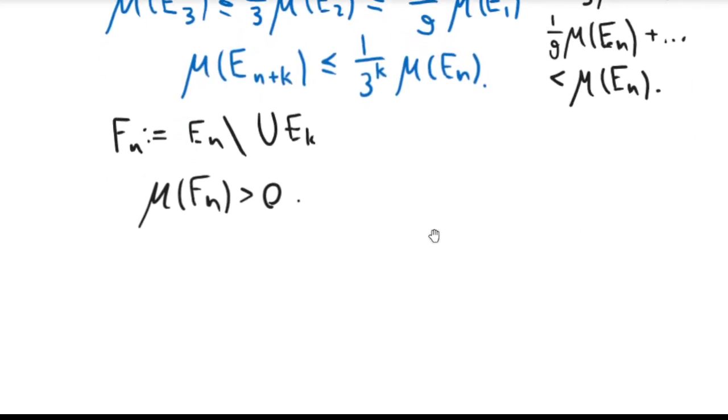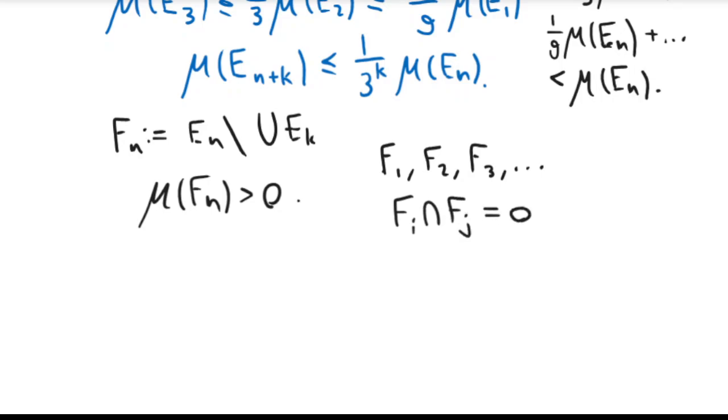Okay. So why did we do all of this? Well, we basically now have a family of sets. We have a chain of sets F1, F2, F3, dot dot dot. By construction, you get each of the Fn by subtracting off unions of sets, and so the Fn are pairwise disjoint from each other, and they all have positive measure.